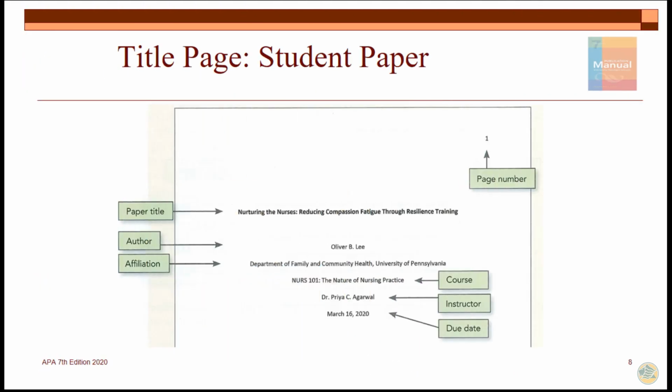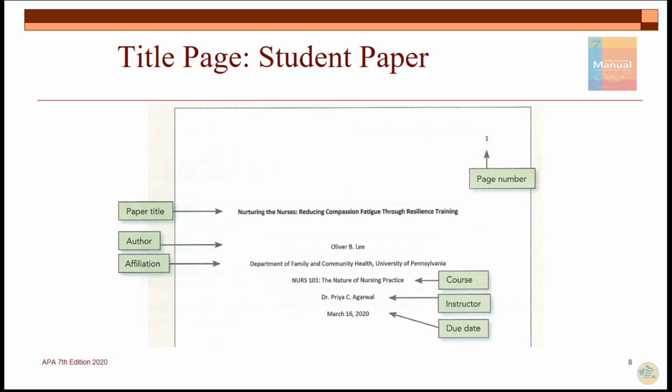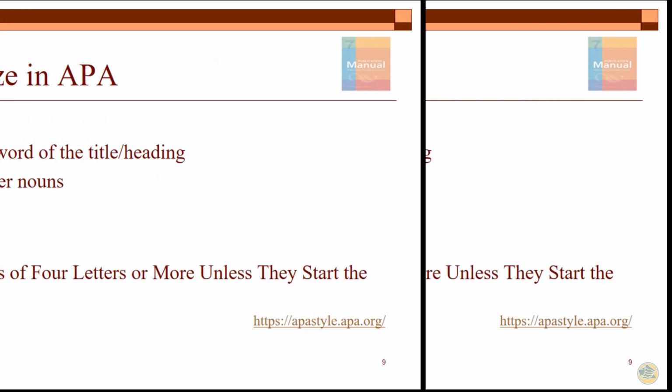Here is an example of the title page for a student paper. Notice that there is no longer a running head across the top. You only need a page number. You put the title of the paper, the author, which is you, the affiliation, which would be the department, the course, the instructor, and the due date. This is on a separate page.